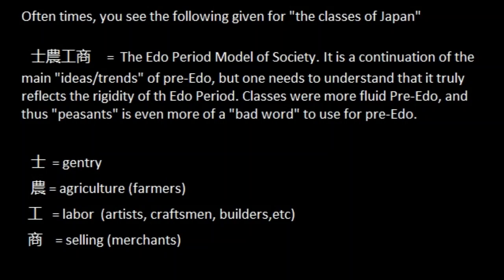So anyway, here are the terms. You have the gentry, you have agriculture, which stands for farmer, you have labor, which stands for artists, craftsmen, builders, construction workers, etc. And then you have selling, which represents the merchants. I have to show that just to make sure everybody's familiar with it. Those are the official classes of the Edo period, built on the roles of society pre-Edo.